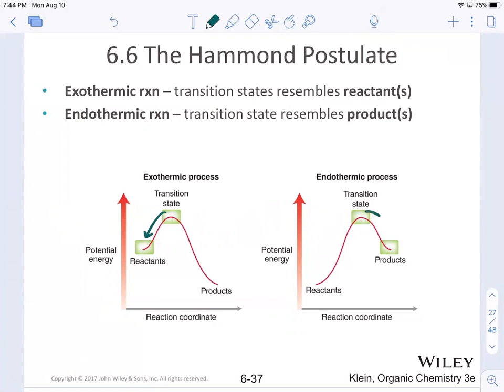And the same is true for an endothermic step or process. The transition state is closer in energy to the products, so we should be able to look at the products and identify something about the transition state based off of that. When we get into actual reactions in Chapter 7, this will become a little bit more apparent. But what this means is in an exothermic reaction, reactant stability is very important to understand the transition state stability. In an endothermic process, the products are important for their stability to understand the stability of the transition state.